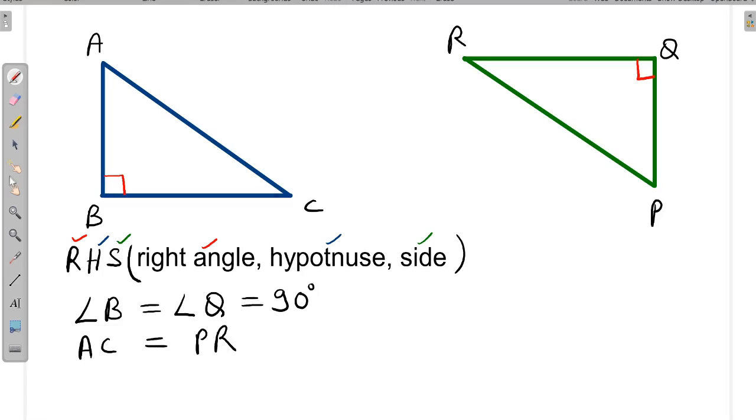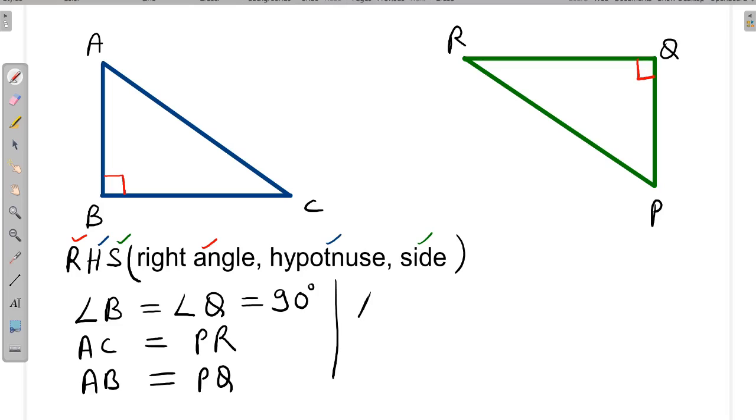Now we can take any one side. We can take BC also. If BC is equal to QR, the corresponding to BC is QR, or AB is equal to PQ. These are the corresponding sides. So any one side. So suppose that in this question I take that AB side is corresponding to PQ and these two are equal, that AB is equal to PQ.